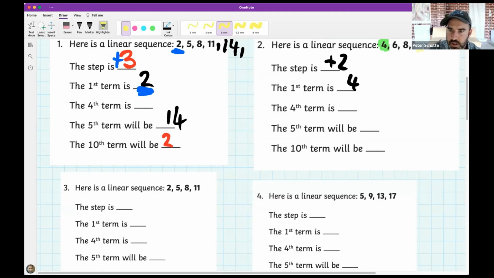Okay, so the real goal is just to get comfortable with the language here. So the 4th term is 10. What's the 5th term going to be? So it looks to me like it's going to be, okay, I have to keep counting now. 14, 16.